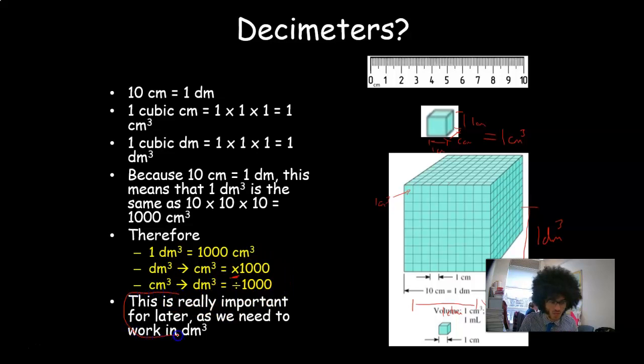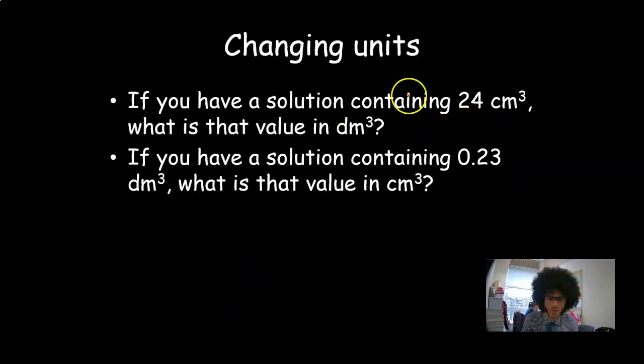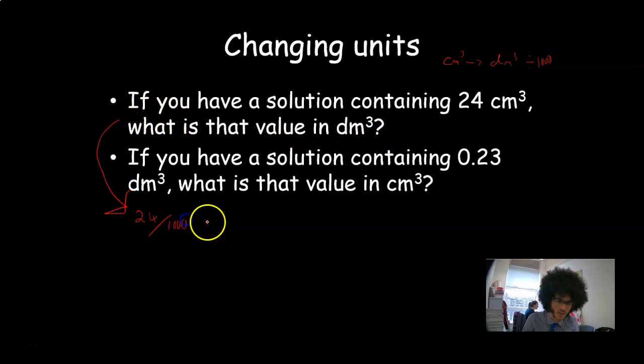Now this is really important for later, because we always work in decimeter cubes. So if you're ever given centimeter cubes, you always have to do that conversion. So let's do a bit of practice. If I've got 24 centimeter cubed, what's that value in decimeter cubed? Now remember, going from centimeters to decimeters, I have to divide by 1,000. Therefore, for this answer, it's going to be 24 divided by 1,000, which will give me 0.024 decimeter cubed.